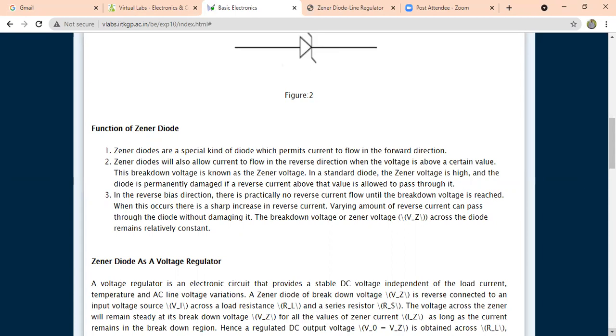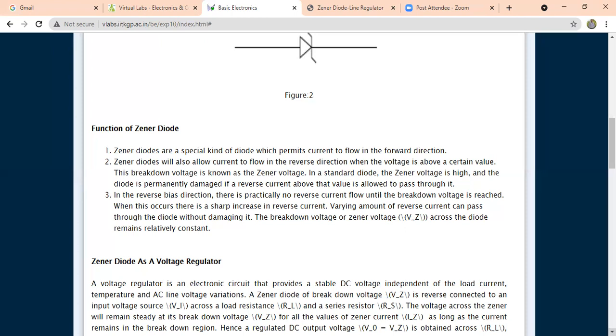If the Zener voltage is exceeded by a very high amount, the diode can be permanently damaged. If a reverse current above the specified Zener value is allowed to pass through it, the instrument can get permanently damaged. So we should not allow the instrument to go beyond certain limits of voltage and current.